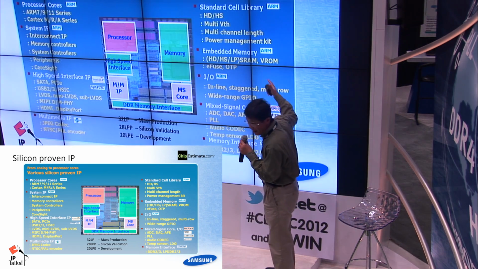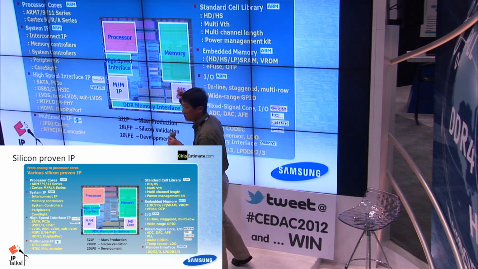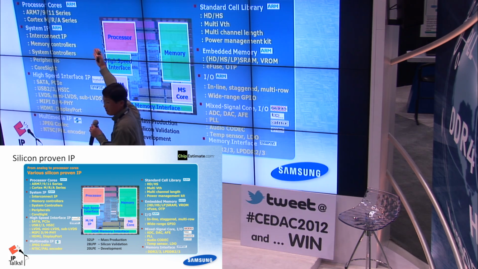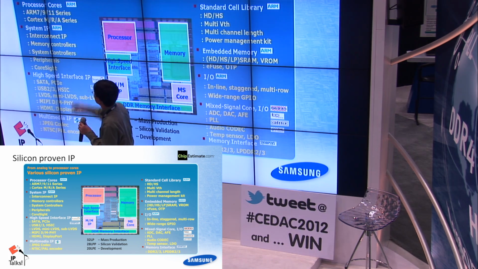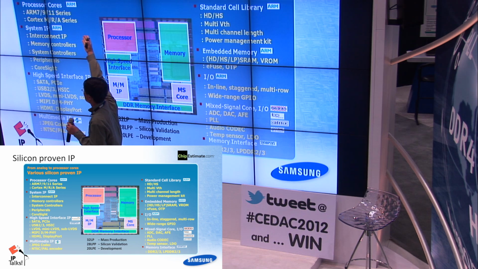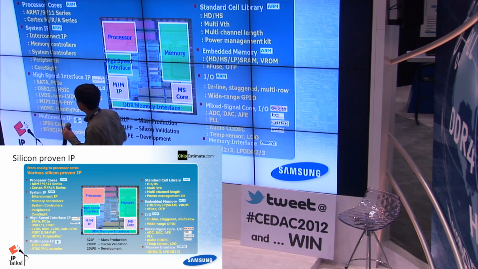Okay, that is the basic library sets I just talked about. Nowadays in SoCs, there are lots of IPs required for the SoC design. Of course, we have a master license with ARM, so for all the processors from ARM, Samsung can provide them to our customers. All the ARM processors we can provide. And from the system IP perspective, interconnect IPs and memory controllers: some of them we develop ourselves, and some of them we license from third parties.